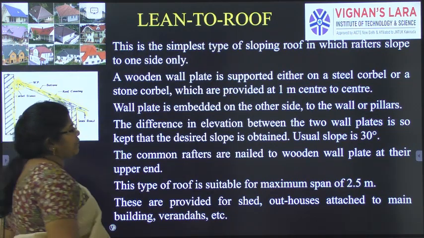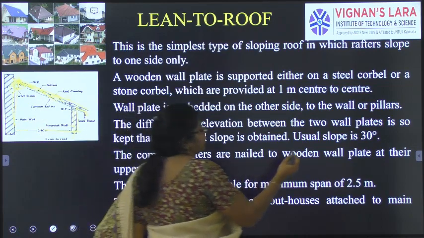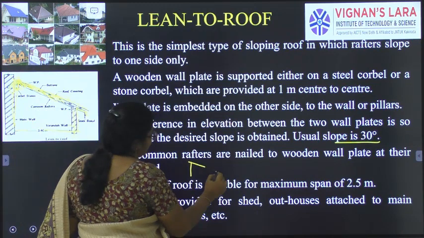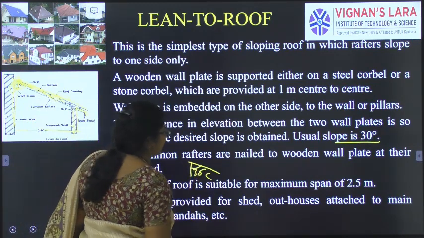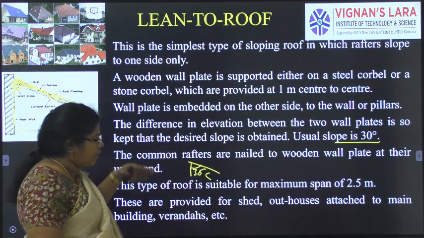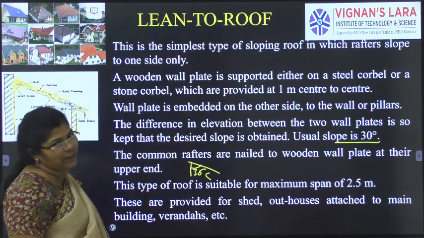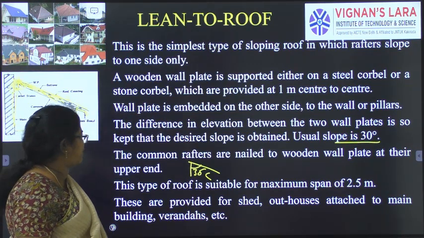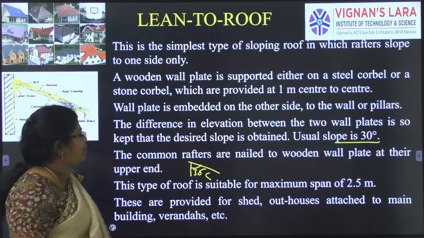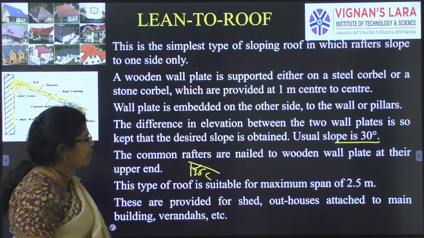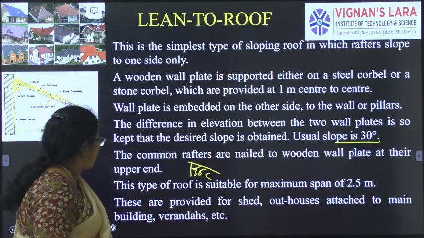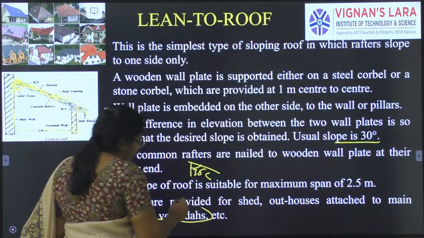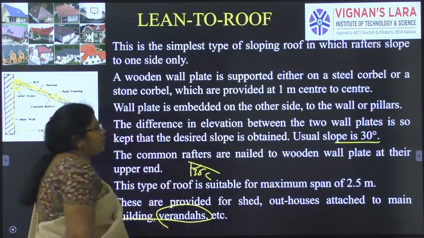So the difference in elevation between the two wall plates is usually kept at 30 degrees. If it is too steep, or too close to flat, it won't be nice. The common rafters are nailed to the wooden wall plate at their upper end. This type of roof is suitable for a maximum span of 2.5 meters, and it is provided for sheds and outhouses attached to buildings, or mainly verandas.